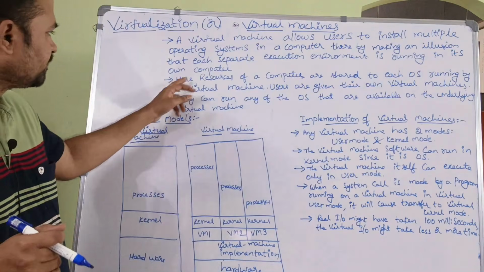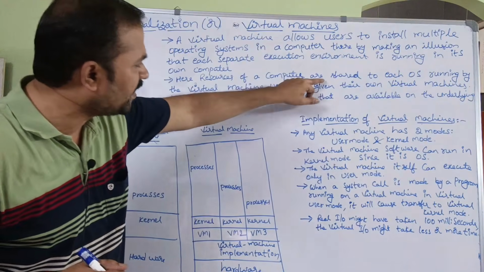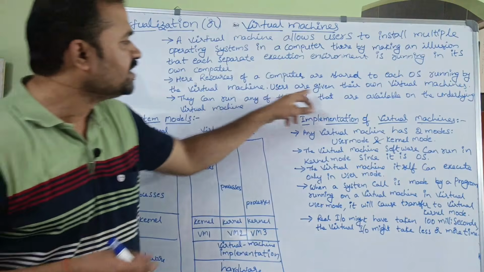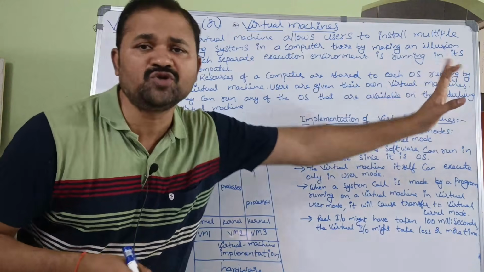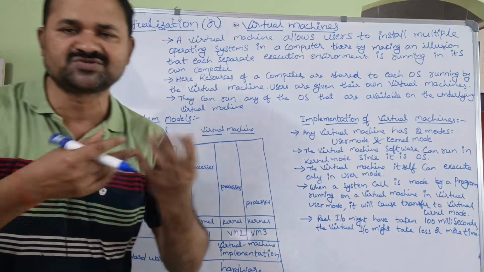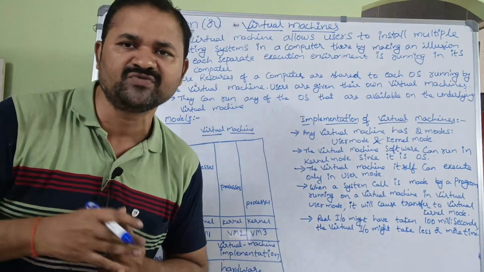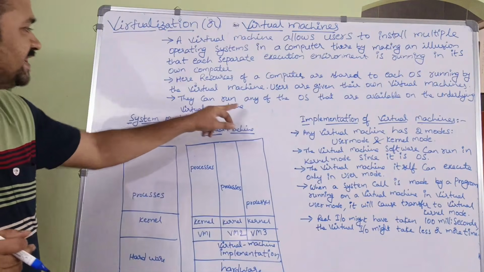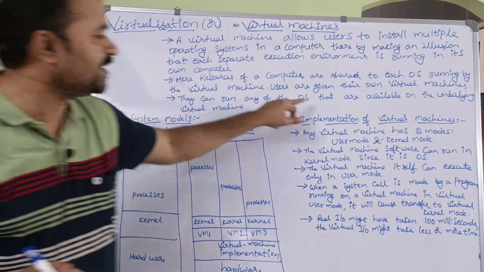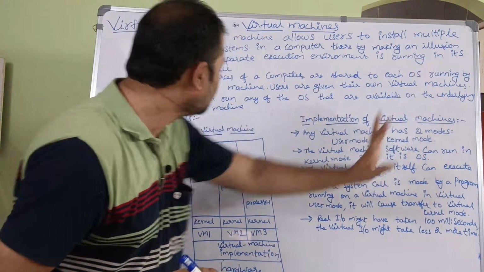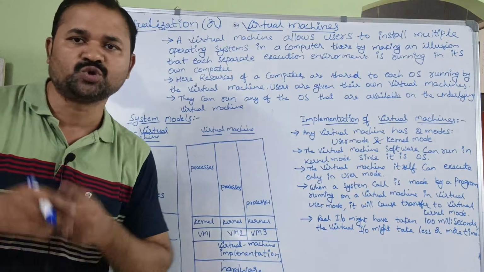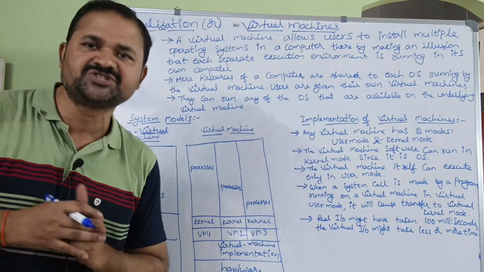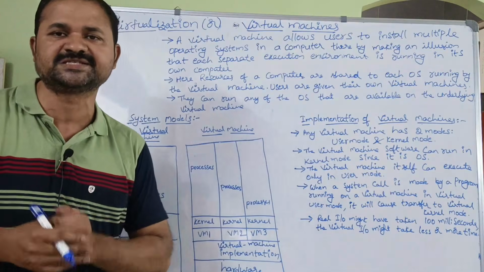Here the resources of a computer are shared with each operating system running on the virtual machine. Users are given their own virtual machines. So Windows has its own virtual machine, Linux has its own virtual machine. So users will be given several virtual machines. They can run any of the OS that are available on the underlying virtual machines. So on the Windows virtual machine, we can use the Windows operating system. On the Linux virtual machine, we can use the Linux operating system, likewise.